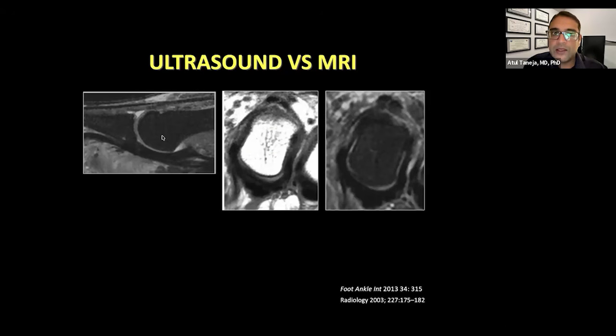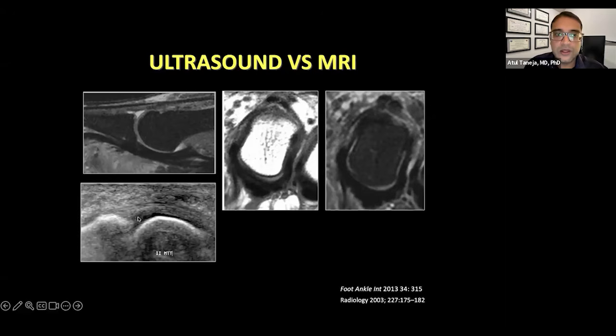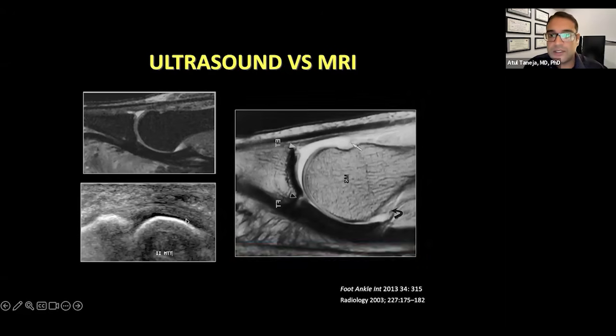And let's move to MRI. This is the normal aspect of the plantar plate on MRI. Okay, longitudinal view, short axis view, plantar plate, collateral ligaments, and overlying, we're gonna see the interosseous tendon. Ultrasound, as I just showed you.